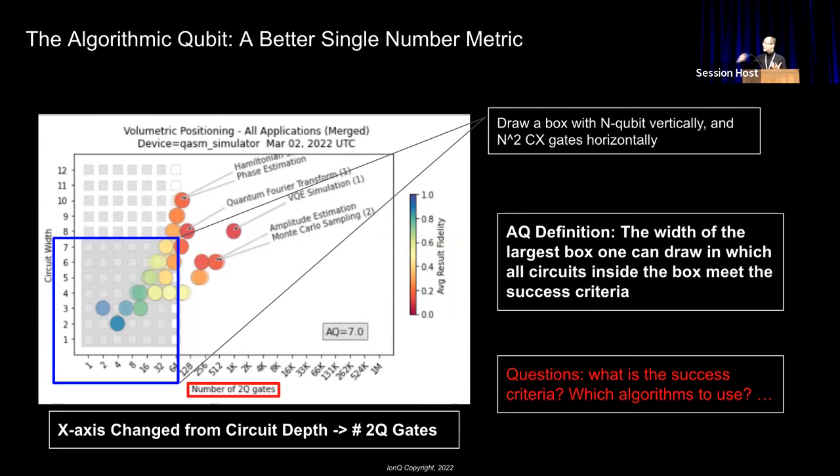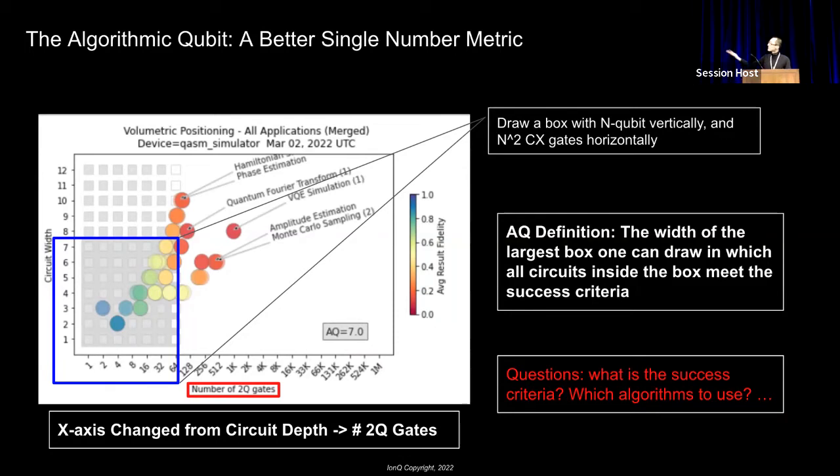Suppose this is a revised volumetric benchmarking plot. It is revised in a way that we change the x-axis from circuit depth to the number of 2 qubit gates. And then I draw a box on this plot, where vertically the width of the box is the number of qubits, and horizontally it is the number of 2 qubit gates squared. And then the AQ is defined as the width of the largest box that you can draw, in which all the circuits inside the box meet the success criteria. Roughly speaking, if you have a quantum computer of AQ n, then you can say that this quantum computer can run circuits with n qubits and n squared 2 qubit gates successfully.